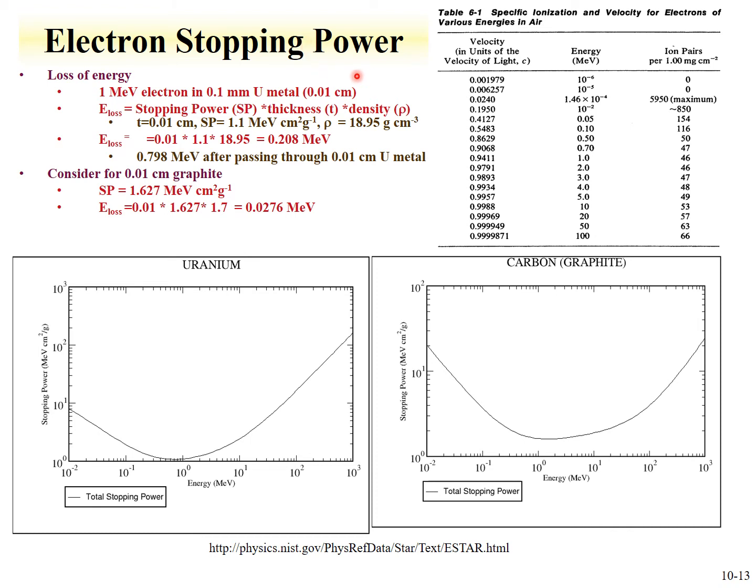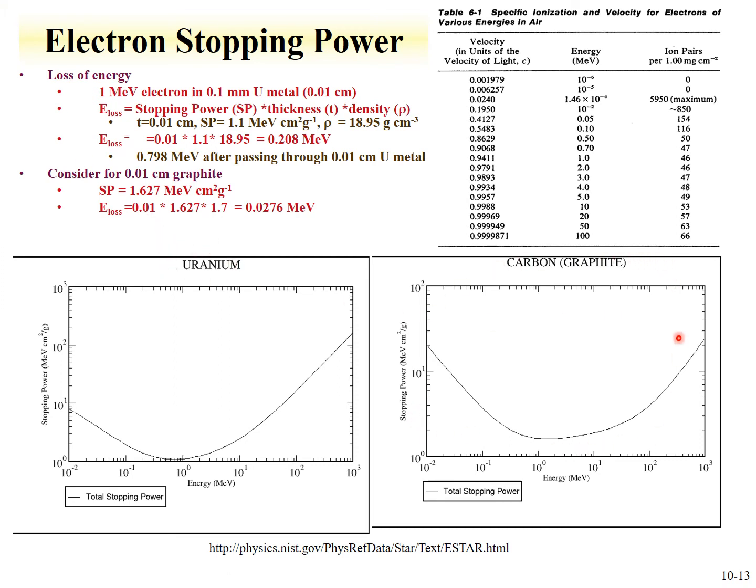So one would imagine that a 1 MeV electron would be able to traverse a 1/10 of a millimeter lead foil and have about 0.8 MeV after passing through it. So if you consider this for graphite, we can do the same thing. We can look up the value for graphite. We see that it's a much smaller energy loss for graphite. Now, one can evaluate, so here are shown the figures for uranium, the figures for graphite.